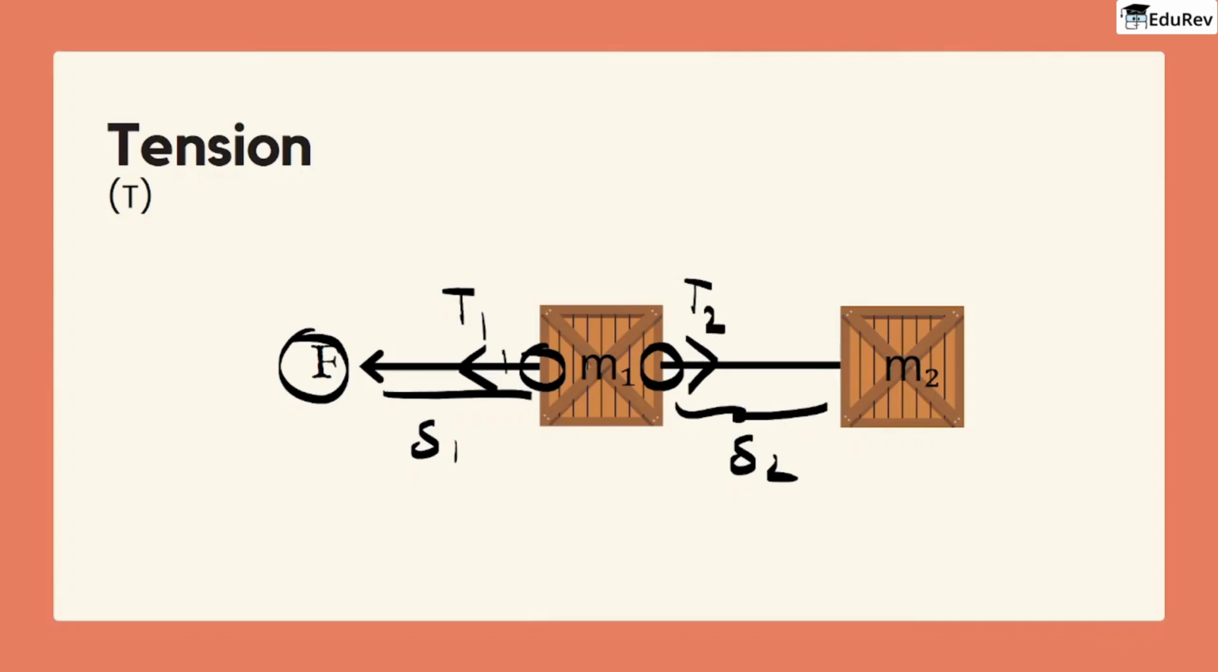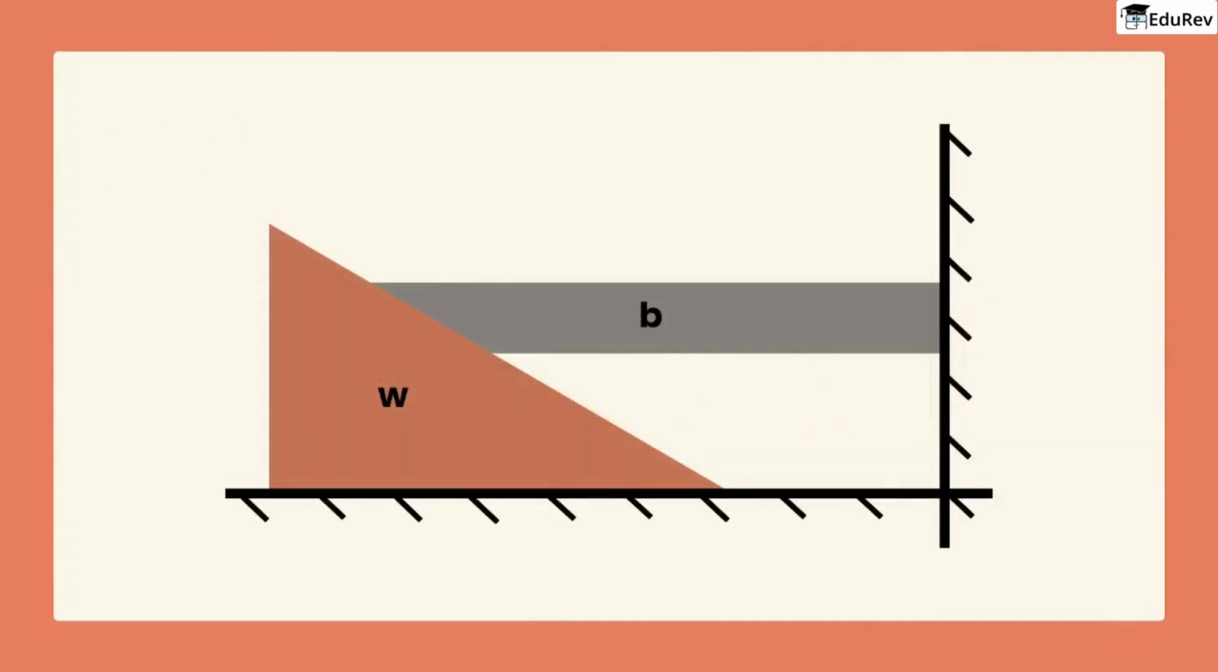Here, the complete string is the same. This means for this point of contact, the tension would be in this direction, which is the same as the previous one, T2. Now, try marking normal reaction in this system.